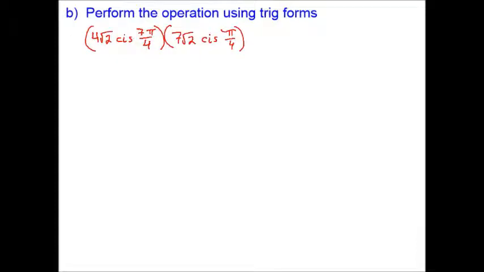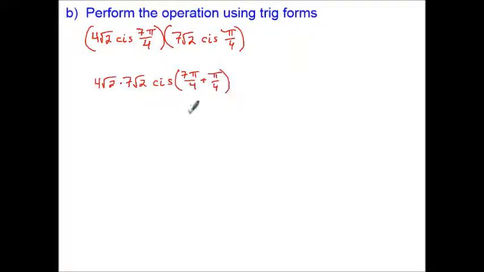Now part B, we're going to perform the operation using those trig forms that we just figured out. I've cheated a little bit and copied them down already. I'm sneaky like that. Just doing the operation right now, all I want to do is multiply the two r values, so 4 root 2 times 7 root 2. And then cosine plus i sine of adding the two angles together, so 7 pi over 4 plus pi over 4.